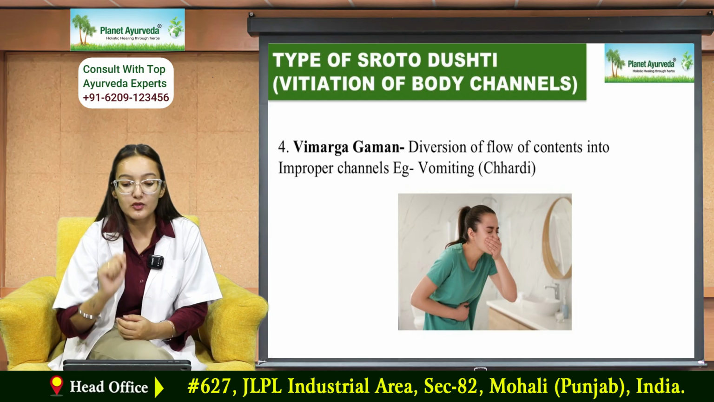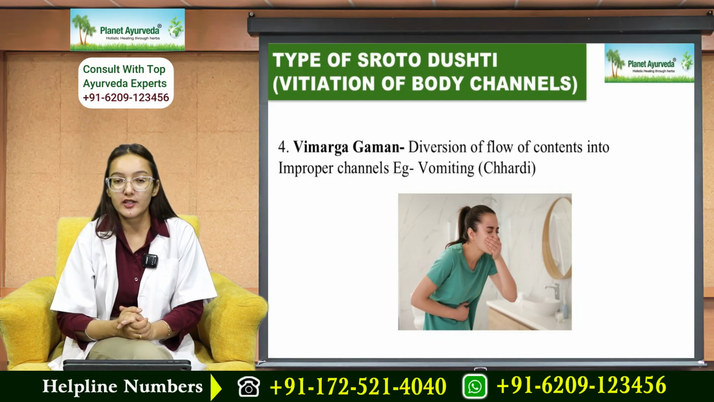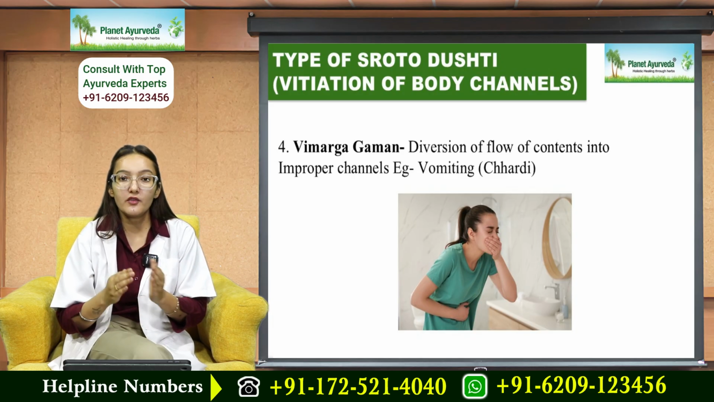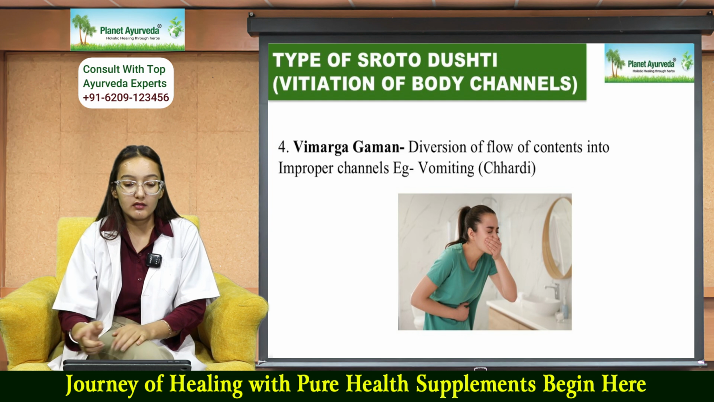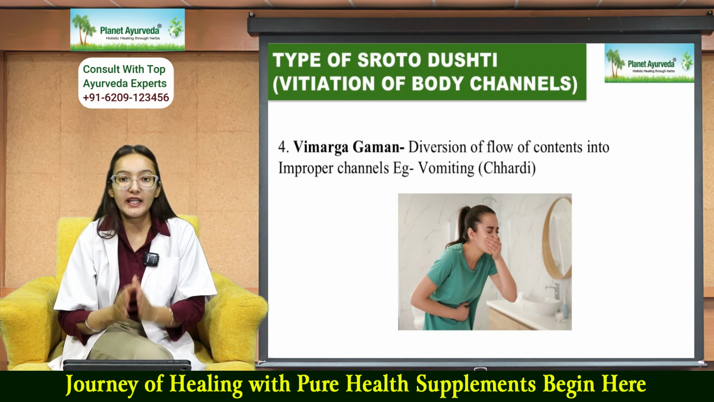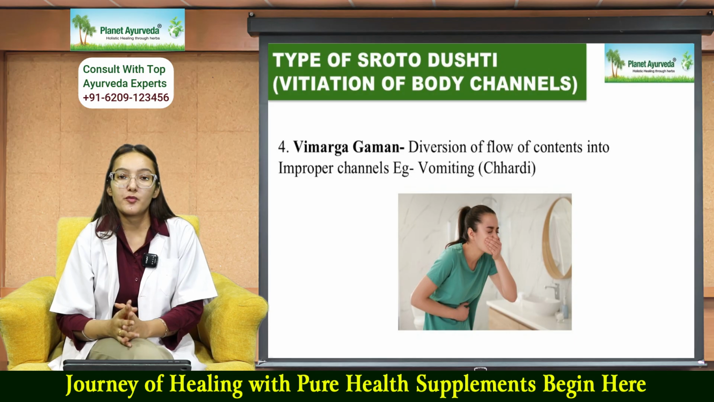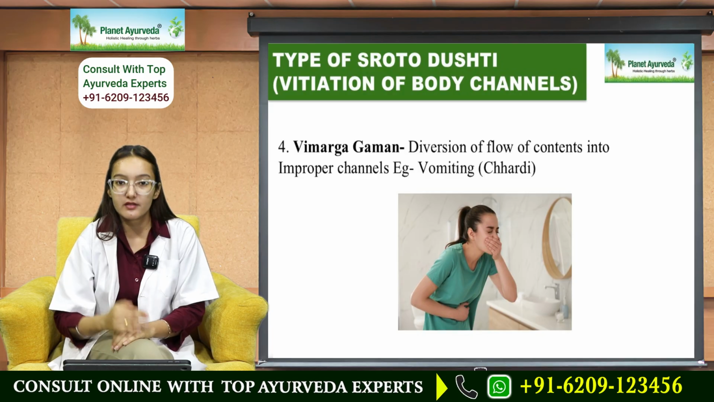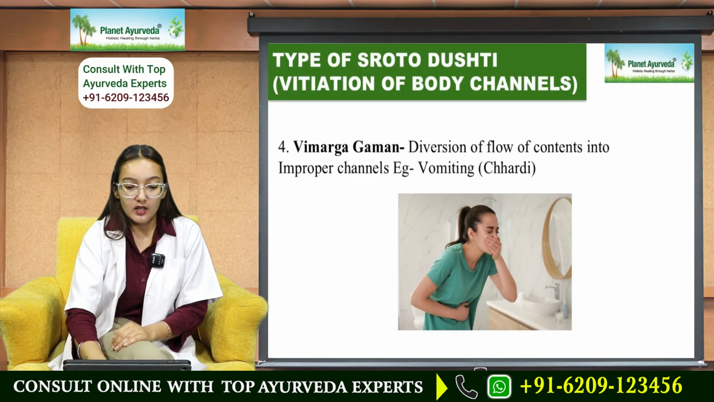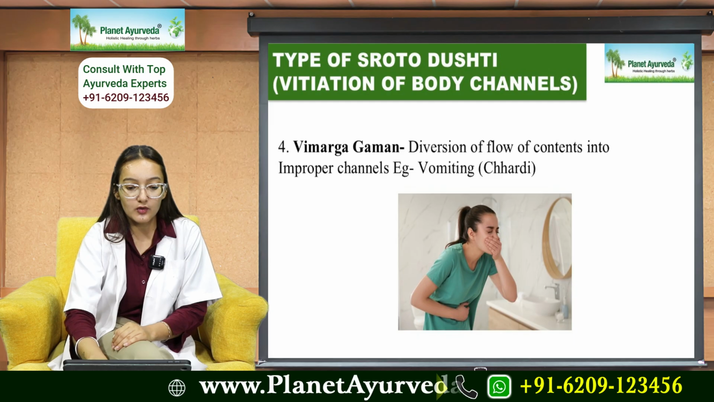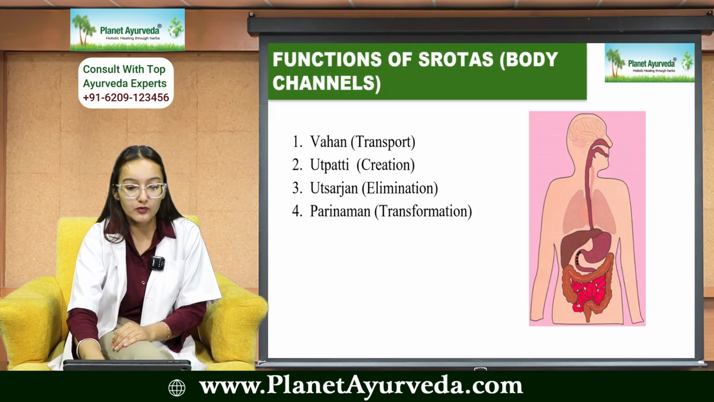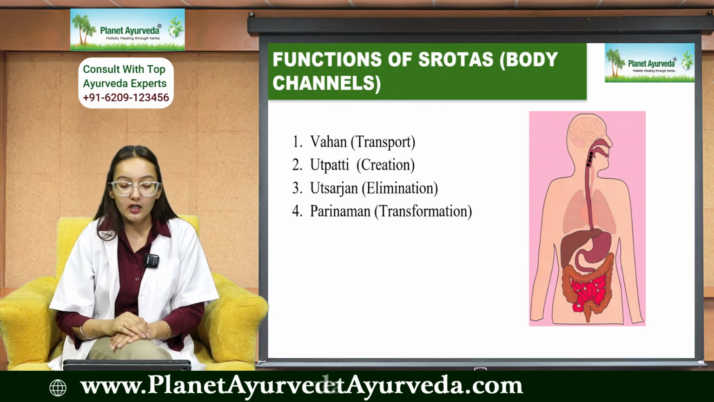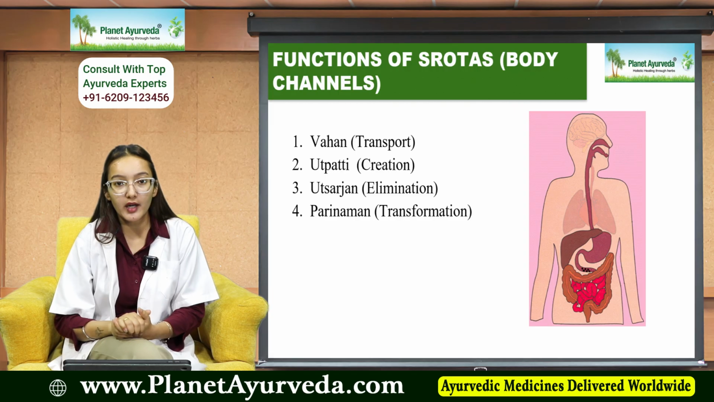So these are the types of Srotodushti, or the vishation of body channels, and how disease occurs after the vishation of body channels. These four are the main causes, and every disease occurring inside our body is due to these reasons only. So till here we have discussed the types of Srotodushti. Now we are moving toward the functions of Srotas, or the body channels.